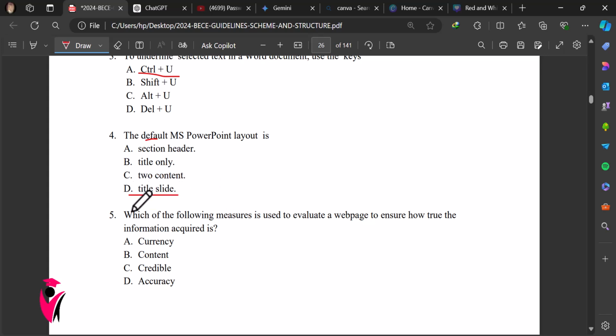Okay, now number 5, which of the following measures is used to evaluate a web page to ensure how true the information acquired is? Now the emphasis is on to ensure how true. If something is true, then it is correct. And if something is correct, then obviously it is accurate. So the answer is what? D. Okay, the next one, number 6.